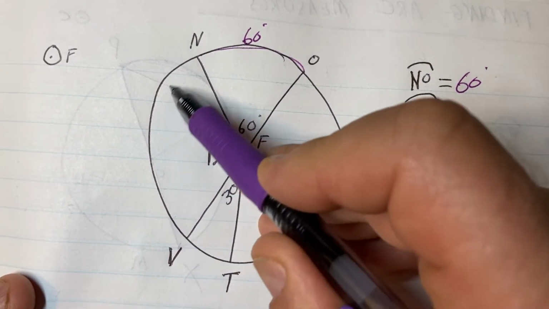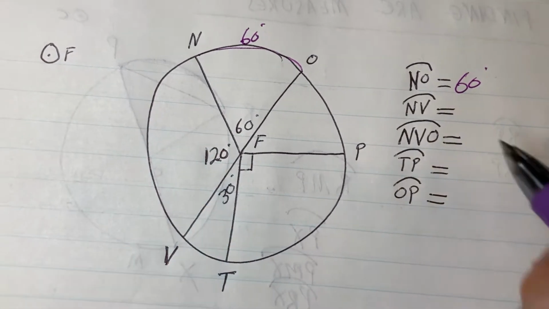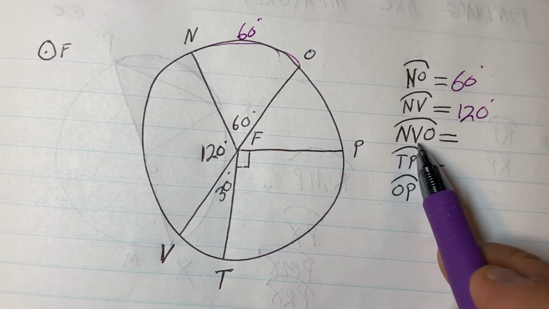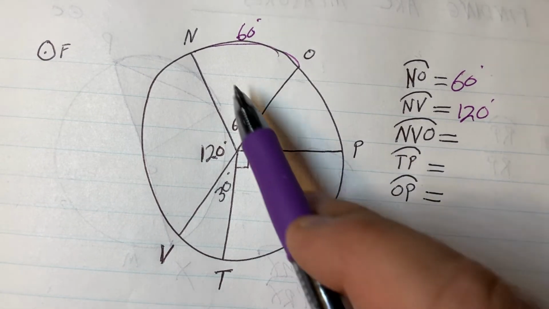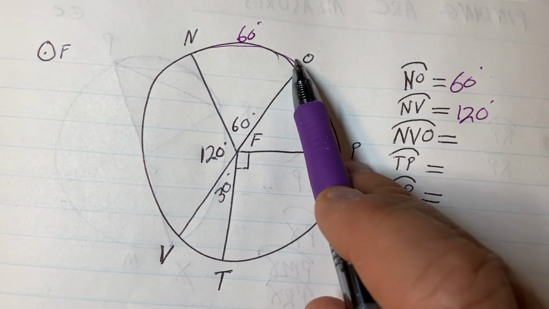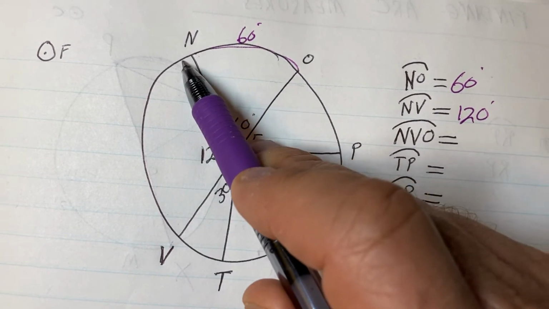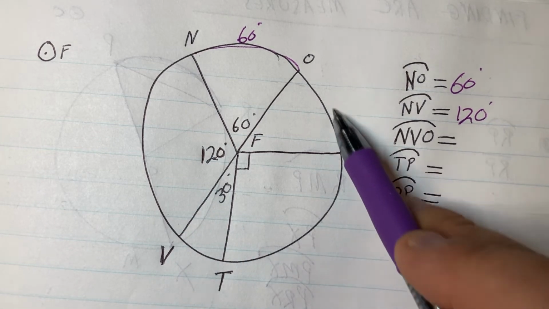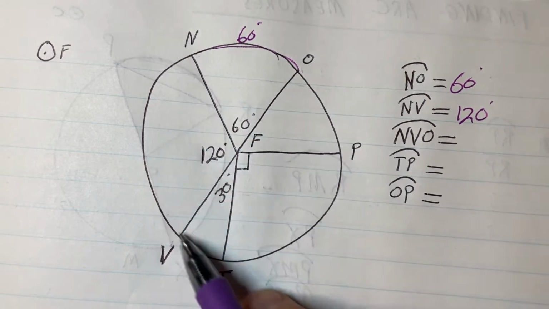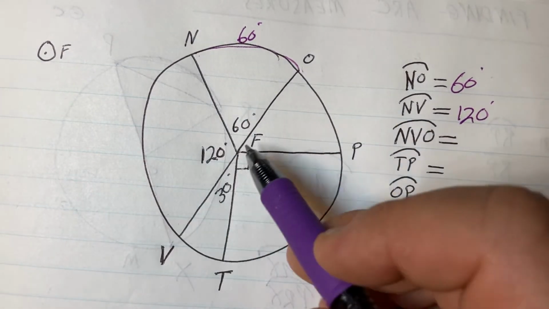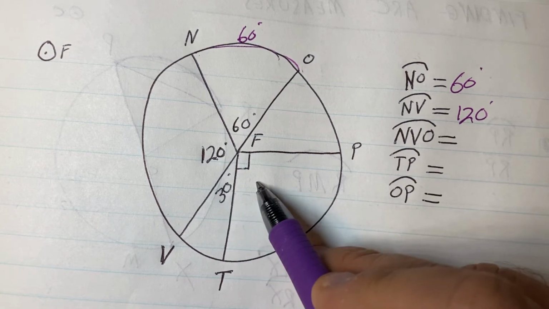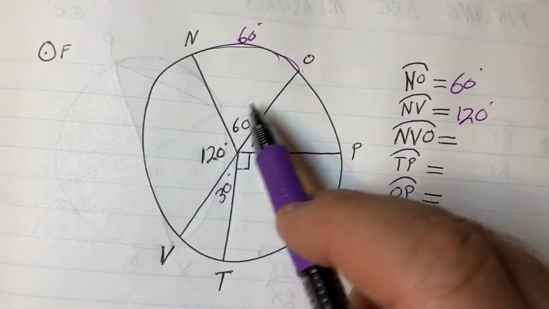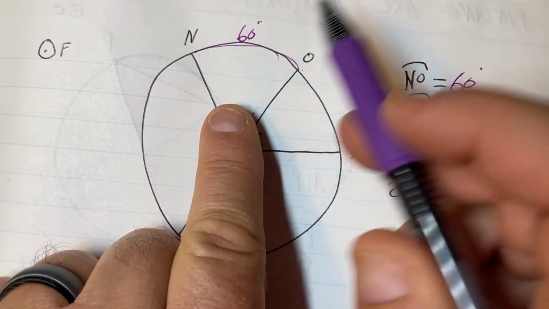NV, Nevada. What's the measure of arc NV? 120. What's the measure of arc NVO? Do we just go NO? No. It has to go through V. So N to V, keep going in the same direction until we get to O. An easy way to do it, instead of adding up 120 plus 30 plus 90, I know a full circle is 360. 360 minus this, which is 60, is 300.